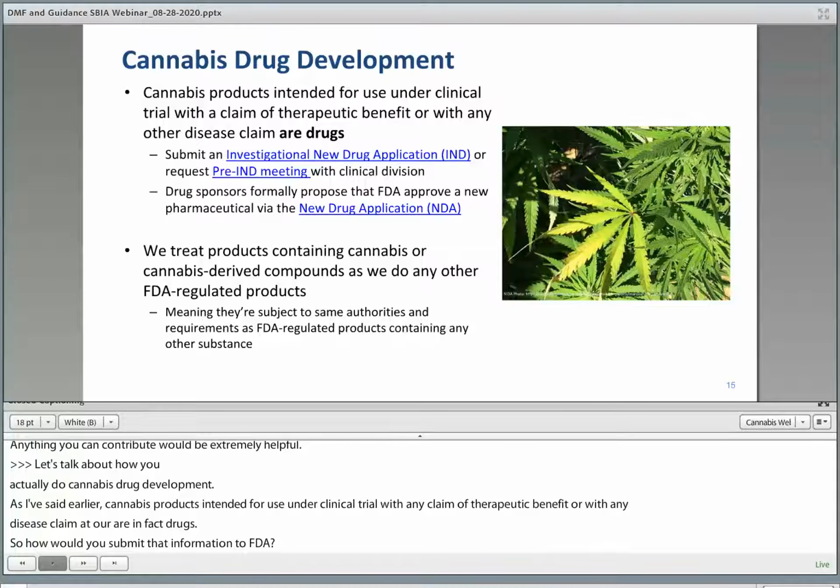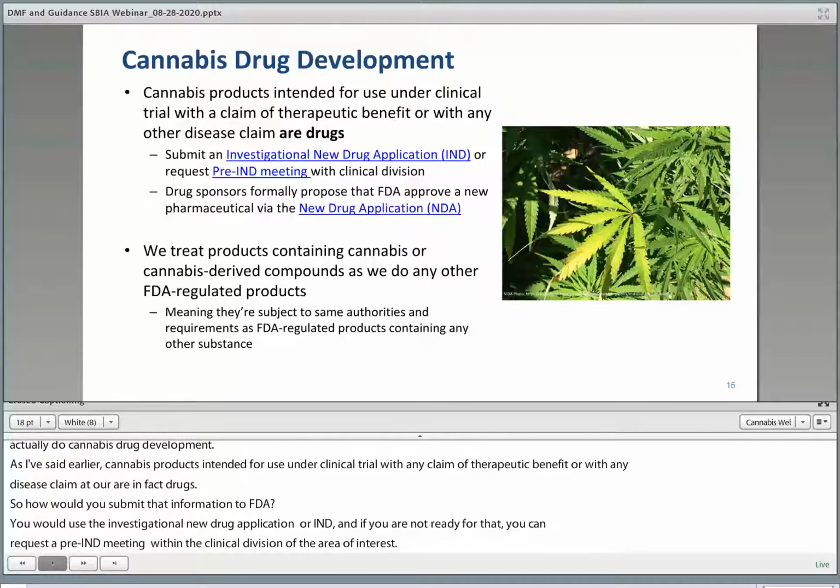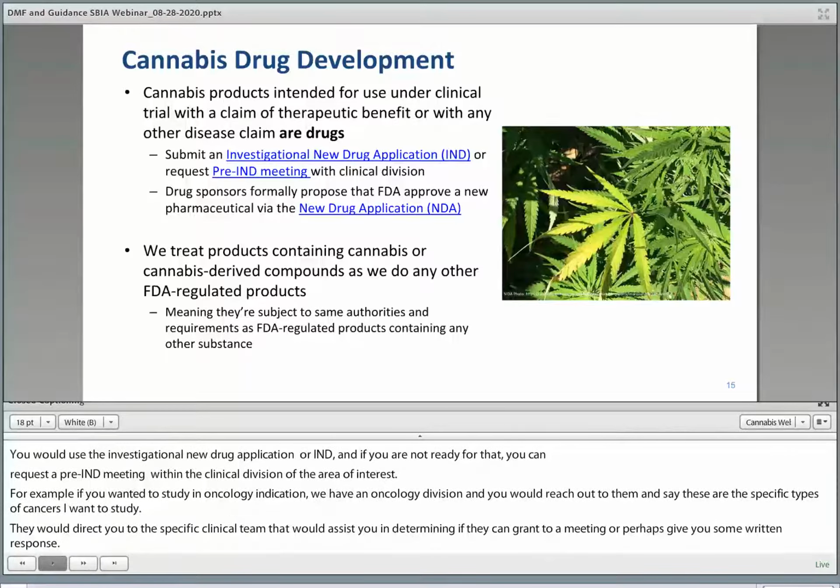So as an example, if you wanted to study an oncology indication, we actually have an oncology division. You would reach out to them and you would say, here is the specific type of cancer that I want to study. And they would direct you to the specific clinical team that would assist you in determining if they can grant you a meeting or perhaps give you some written response. This is a great tool to utilize for new researchers to FDA, or also veteran researchers to FDA who are starting some new research and would like to get specific feedback on their drug development plan prior to submitting the IND.